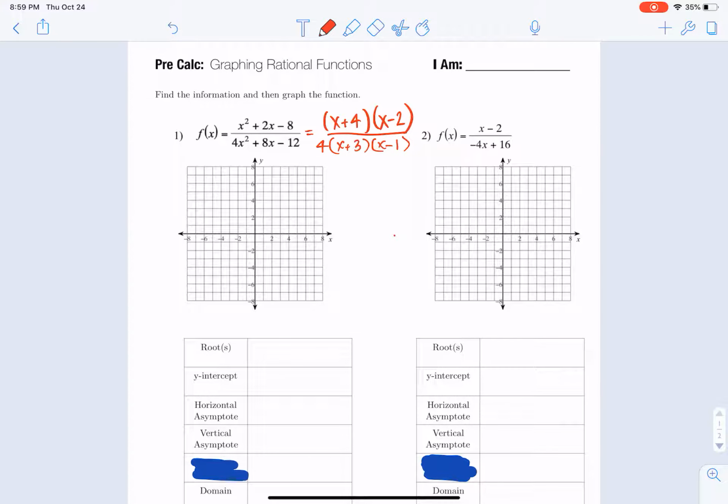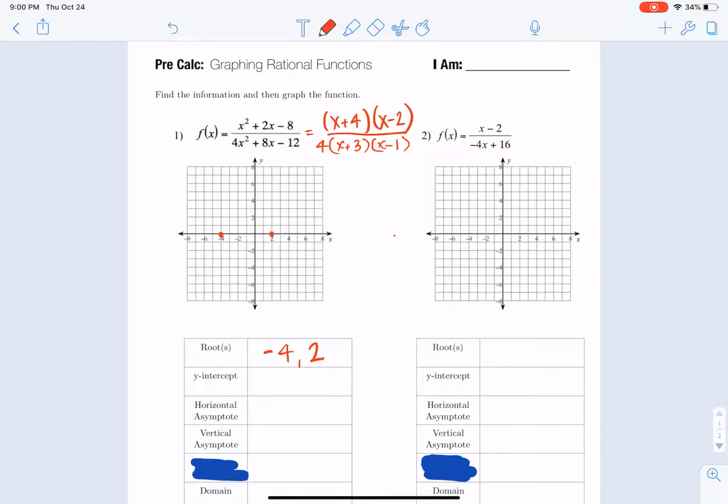So what I want to do now is set my numerator equal to 0. That will give me two roots, one at -4 and one at +2. So I'm going to plot those, one at -4, one at +2.